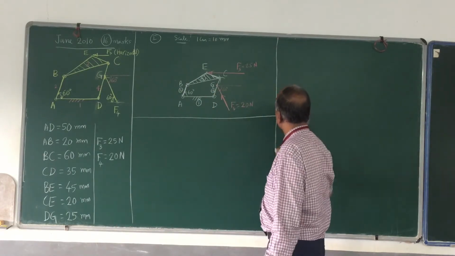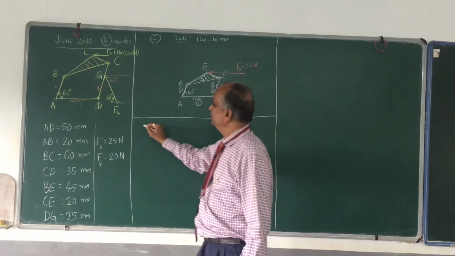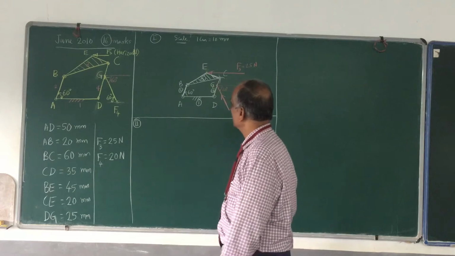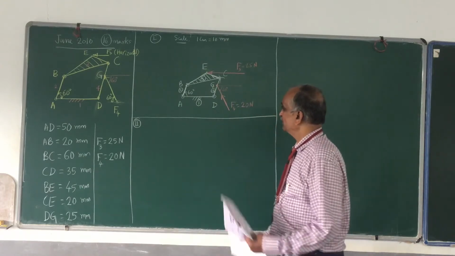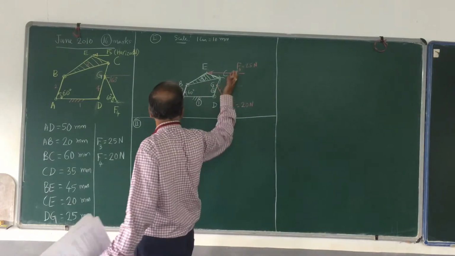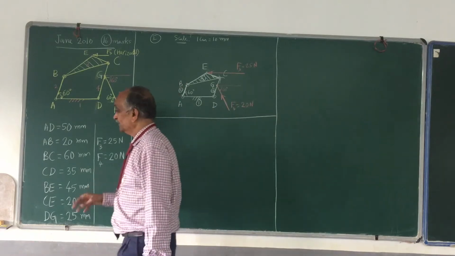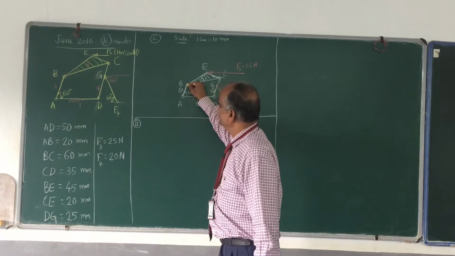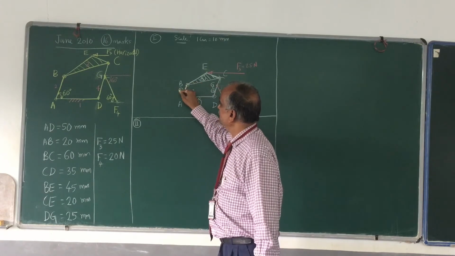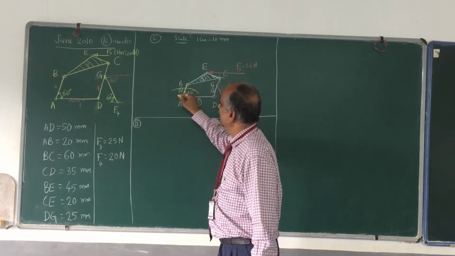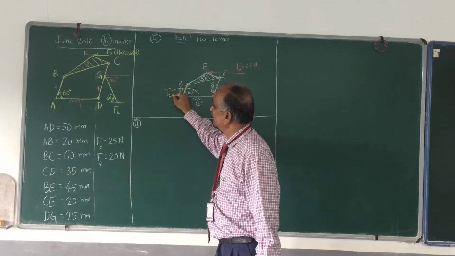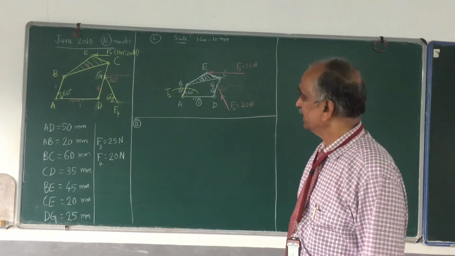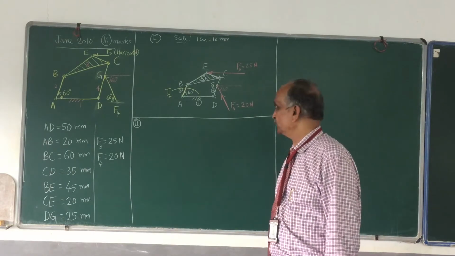So what is the next step? Now we shall go for drawing free body diagrams. Before I proceed, what is asked? F3 is given, F4 is given. We are asked to find the torque that I need to apply on link number 2, which I call T2. T2 is unknown. I need to find its magnitude and its direction.